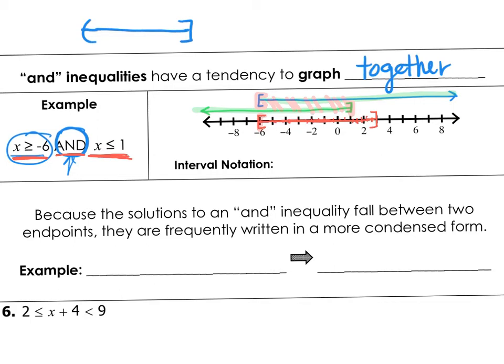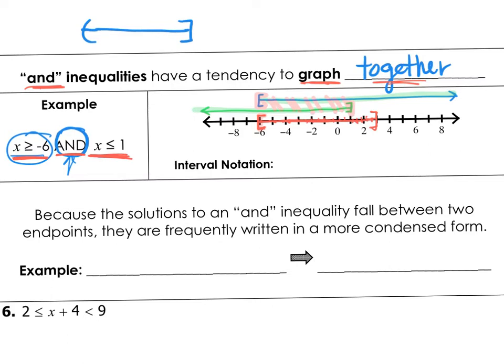and 1. So like we said, AND inequalities have a tendency to graph together. I showed you each one separately, so I wouldn't draw on my number line, and then I needed to AND them. I needed to find the intersection. I needed to say, where is x bigger than -6 and smaller than 1? That is in between -6 and 1. And since both are or equal to, we have brackets on either end.